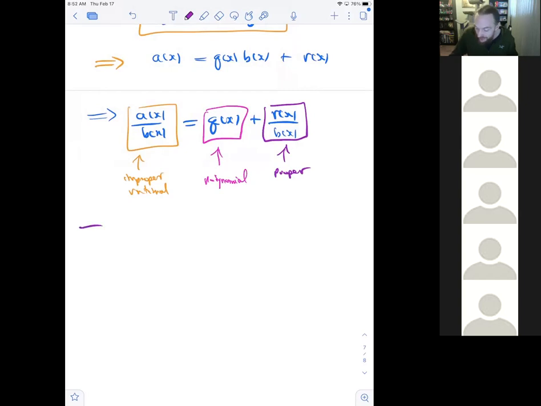And if we wanted, the whole goal is to integrate these things. This says now that the integral of that improper function is equal to the integral of a polynomial, which is just the power rule. We're done with that one. That one's done because we know how to integrate polynomials, and plus now a proper rational function.